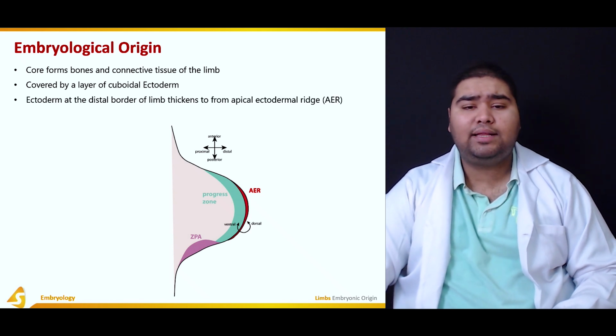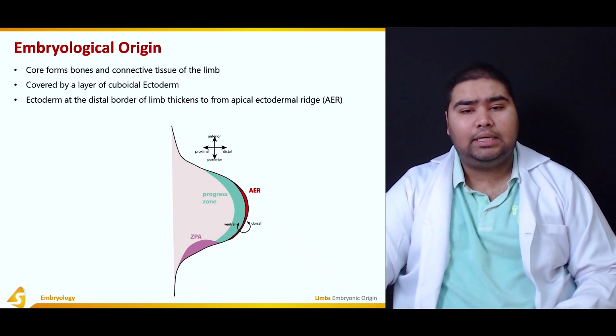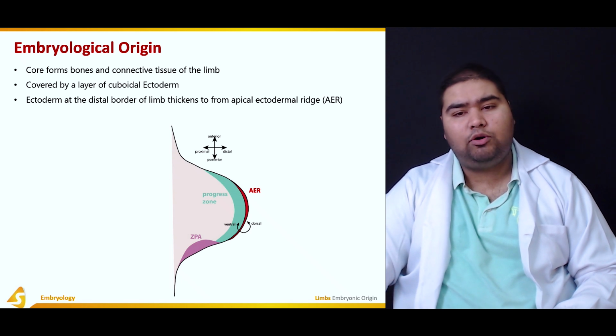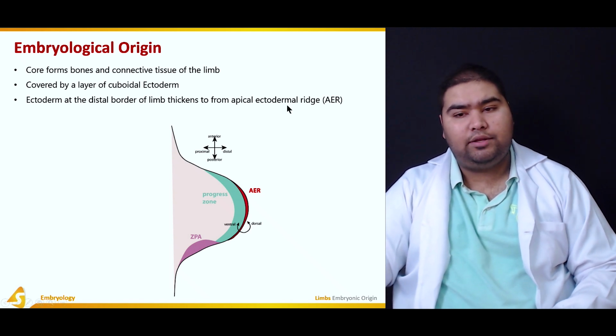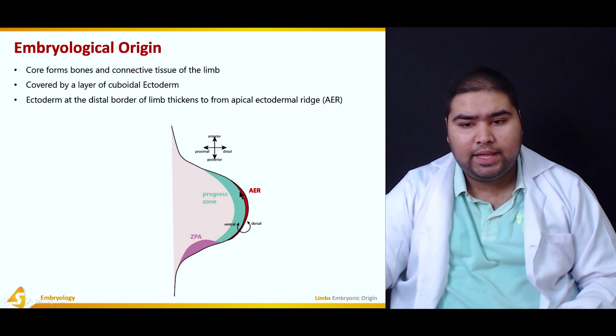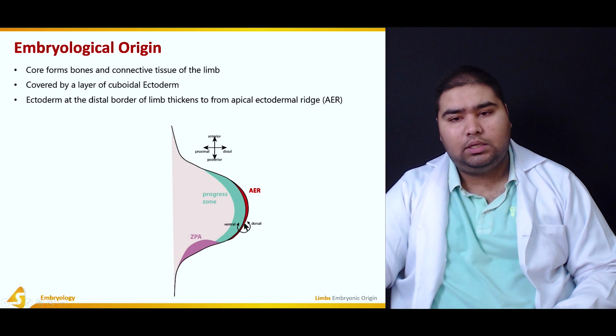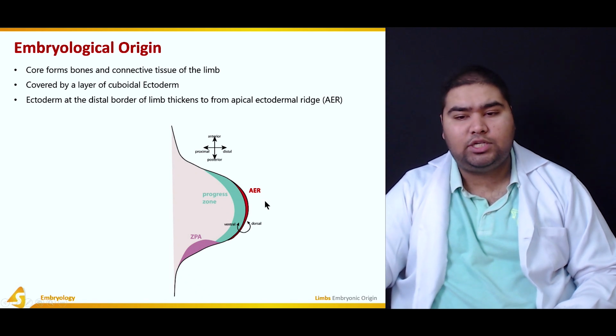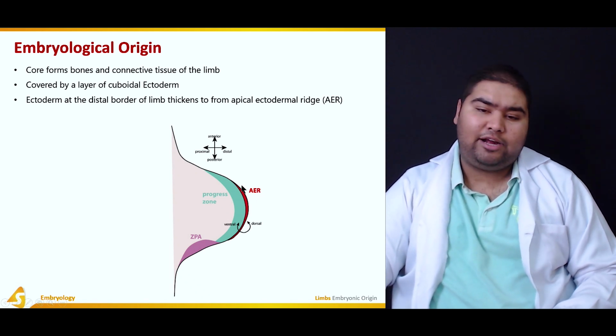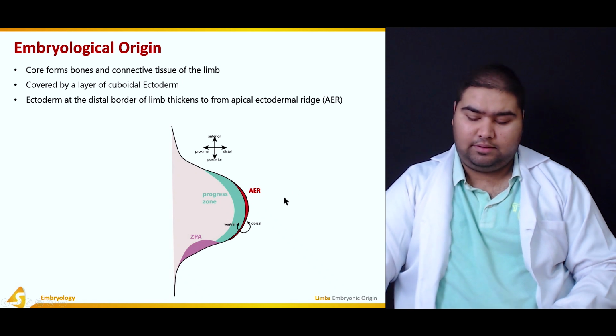The ectoderm at the distal border of the limb thickens to form the apical ectodermal ridge, which is acronymed as AER.